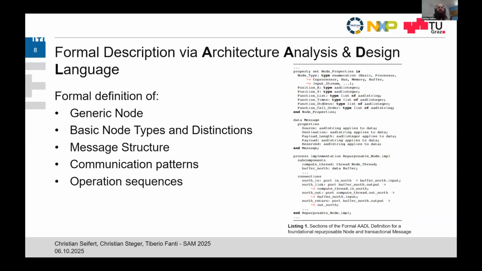So in order to ensure formal semantics and tooling compatibility, we also decided on describing the base building blocks of the system behind DESIRE in the Architecture Analysis and Design Language. In order to do that, we defined generic nodes, various basic node types and their distinctions, comparable to a basic library of components. Furthermore, the message structure, communication patterns, and generic operation sequences are defined to establish a common ground. As a short example, each node is defined as a process with formal properties: type, timing, ports, call sequences, etc.